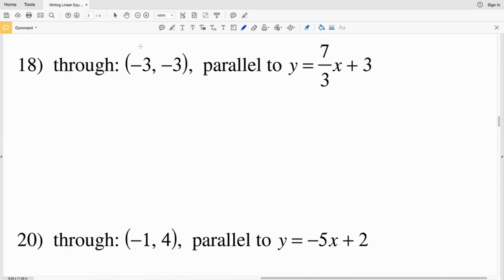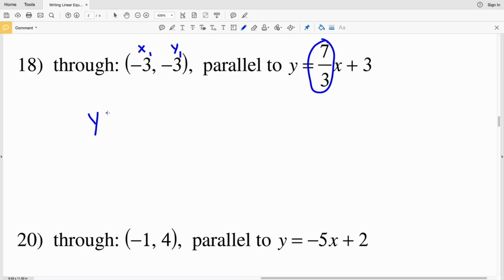In number 18, we have our x1, y1, and we also know that our new equation is going to be parallel to y equals 7/3 x plus 3, which is in the form of y equals mx plus b, slope-intercept form, where our m is 7/3. In order for an equation to be parallel to another equation, they have to have the same slope. So the slope of this equation is going to be the same slope in our new equation.